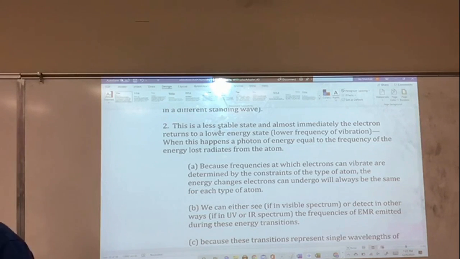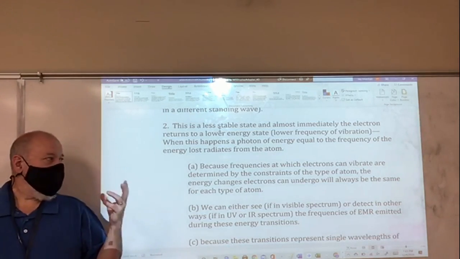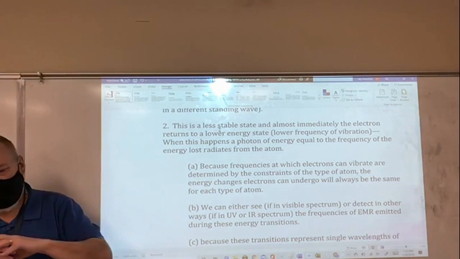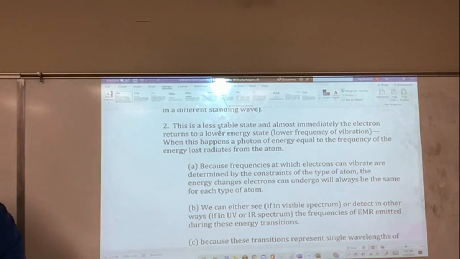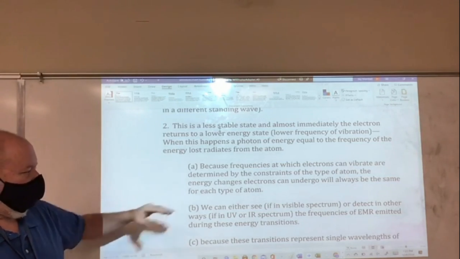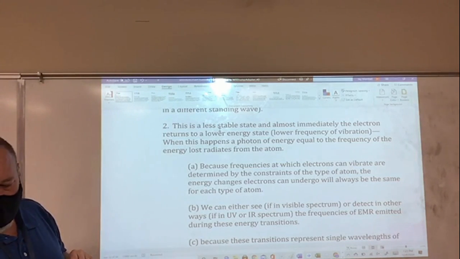When I get to the helium atom, I've got 2 protons and 2 neutrons and 2 electrons. And the constraints of that are going to be that the vibrations are different for standing waves for those electrons. Okay?